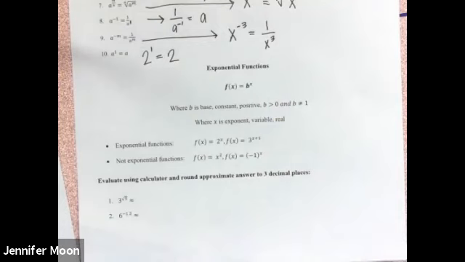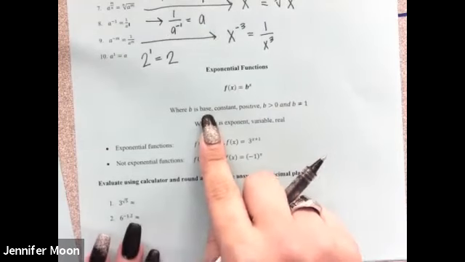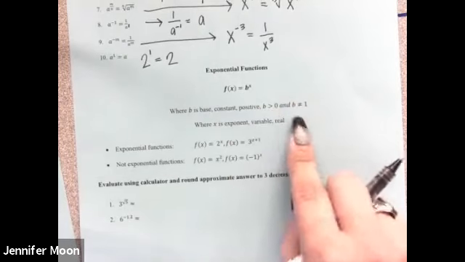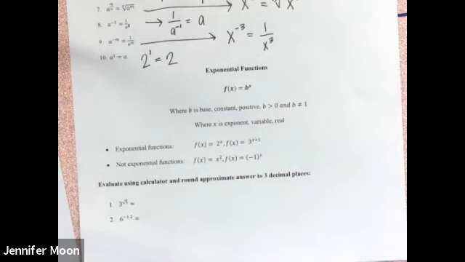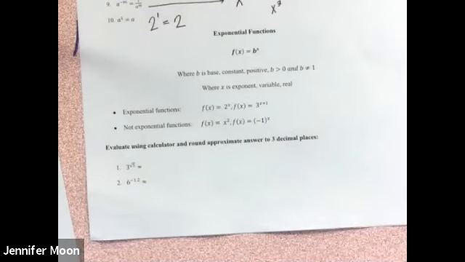So b has to be a constant. It needs to be positive. It can't equal 1, okay? And that's what we call our base. So I have a b, it's my base, it's a constant, it's positive, which means it's greater than 0, and it's not equal to 1. And then here in this function, our x, that is our exponent, it's also a variable, and it has to be real. Basically meaning you can't take the square root of a negative number, right? Because that becomes imaginary.